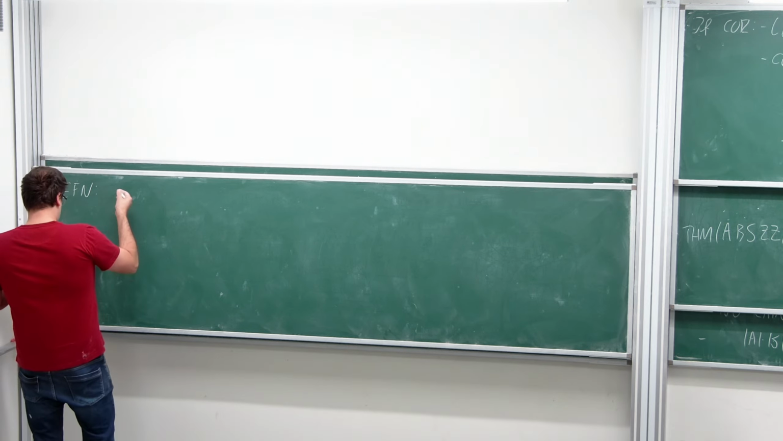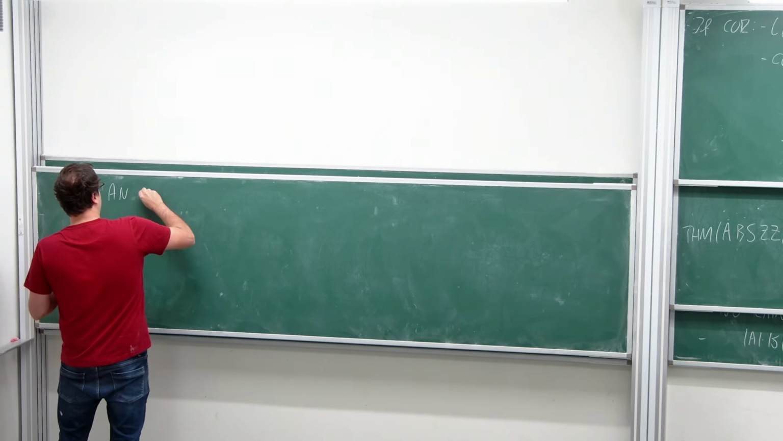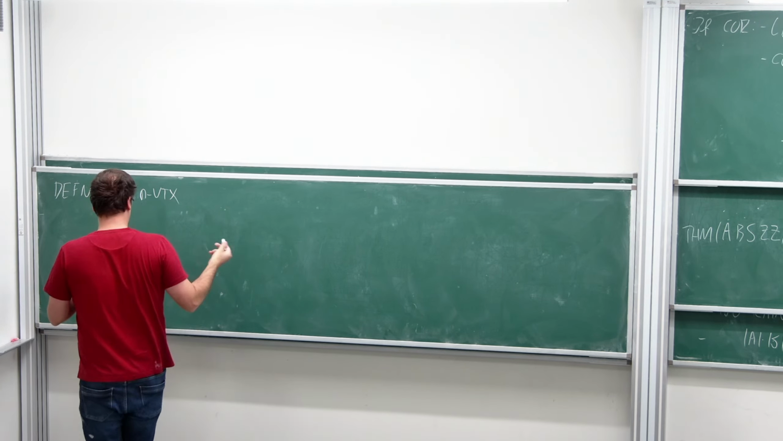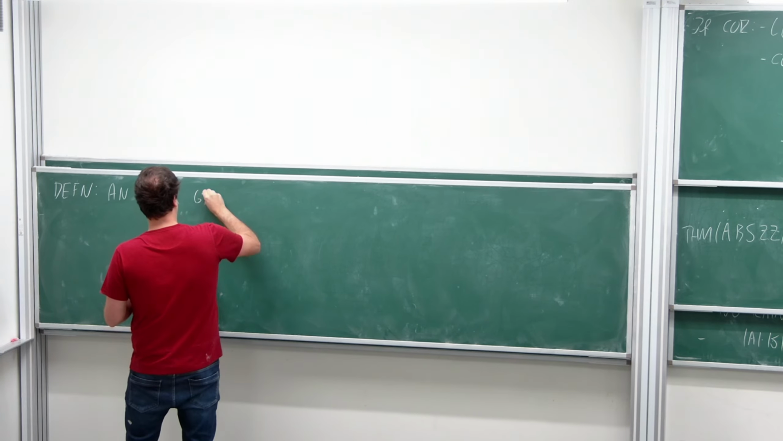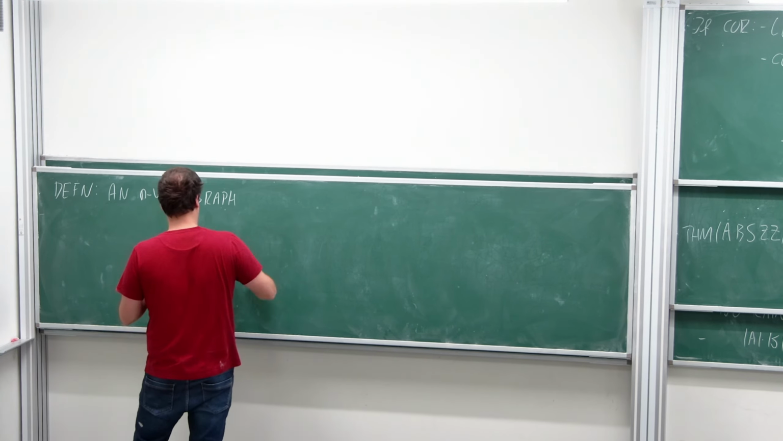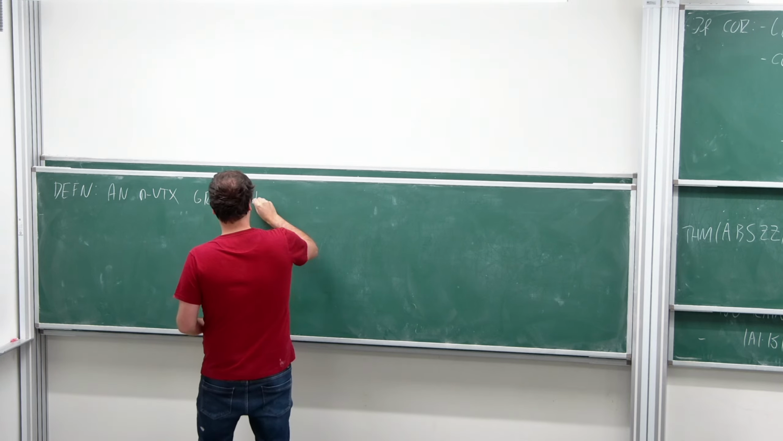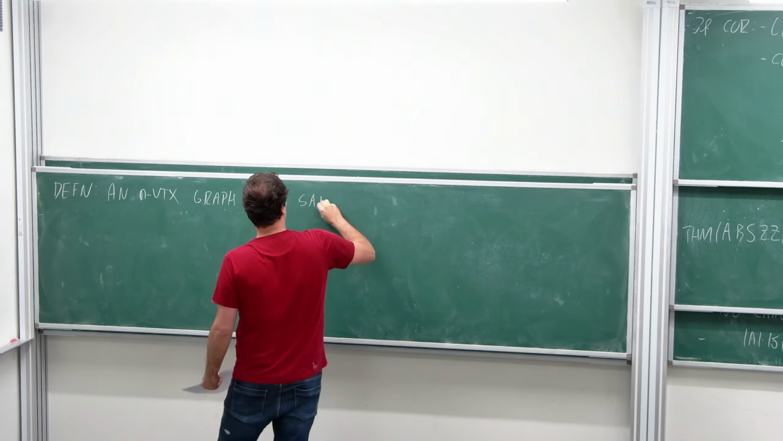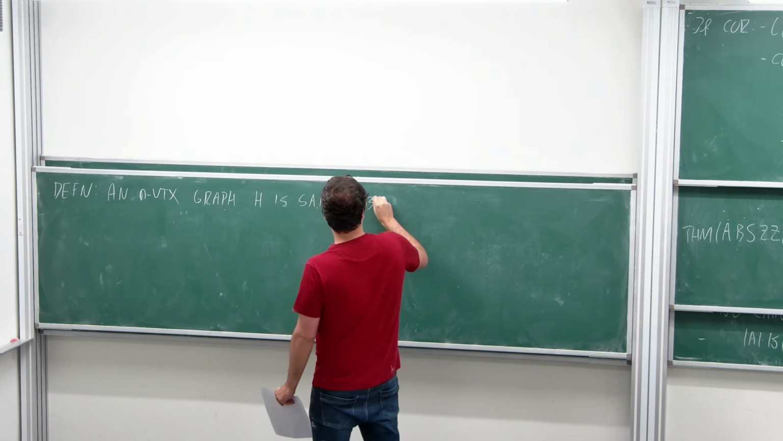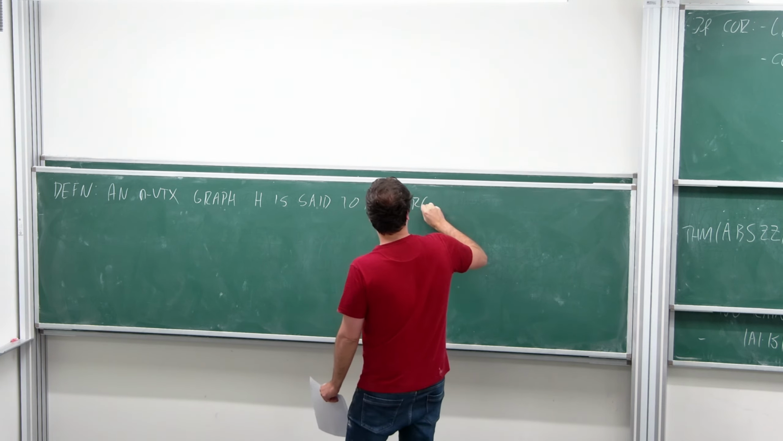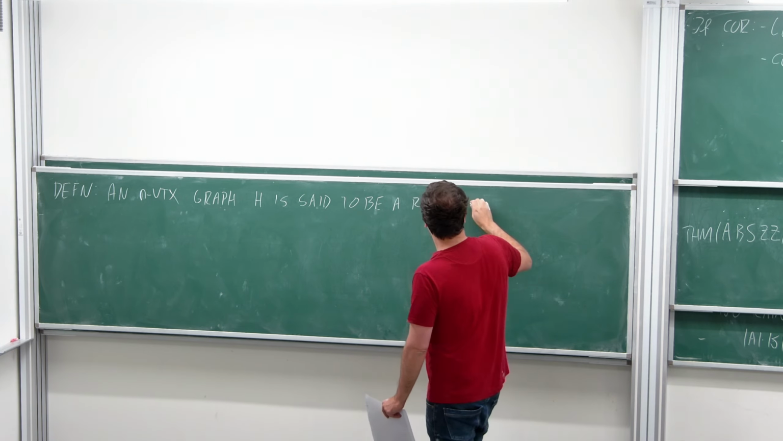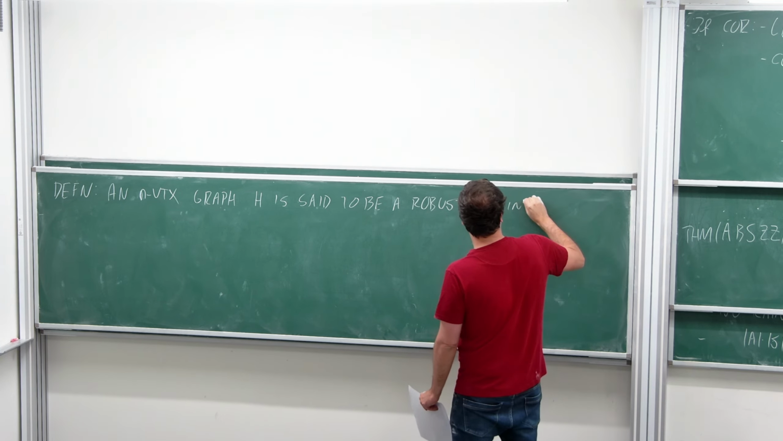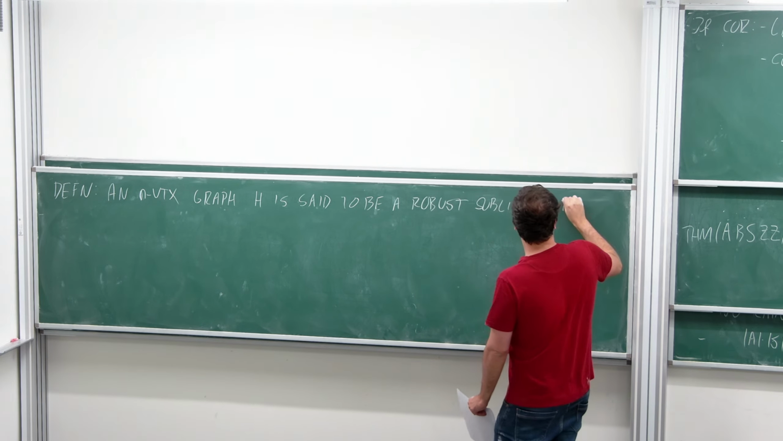So, definition: an n-vertex graph H is said to be a robust sublinear expander.